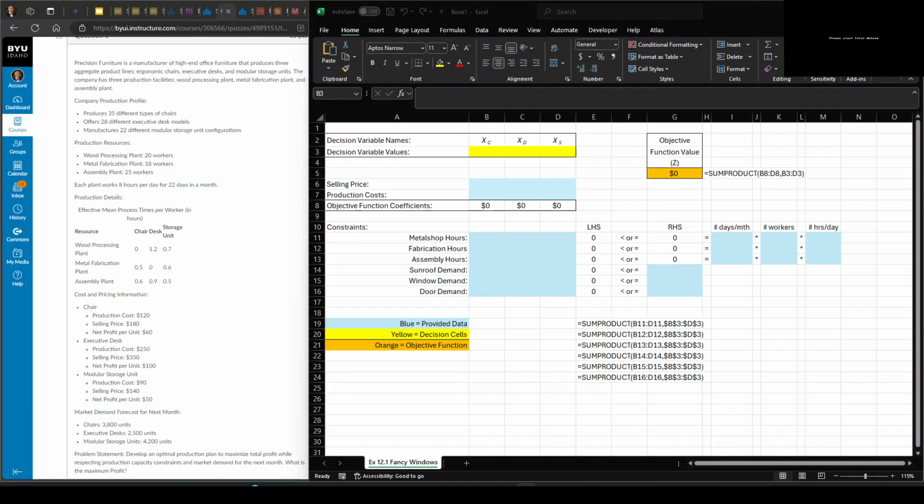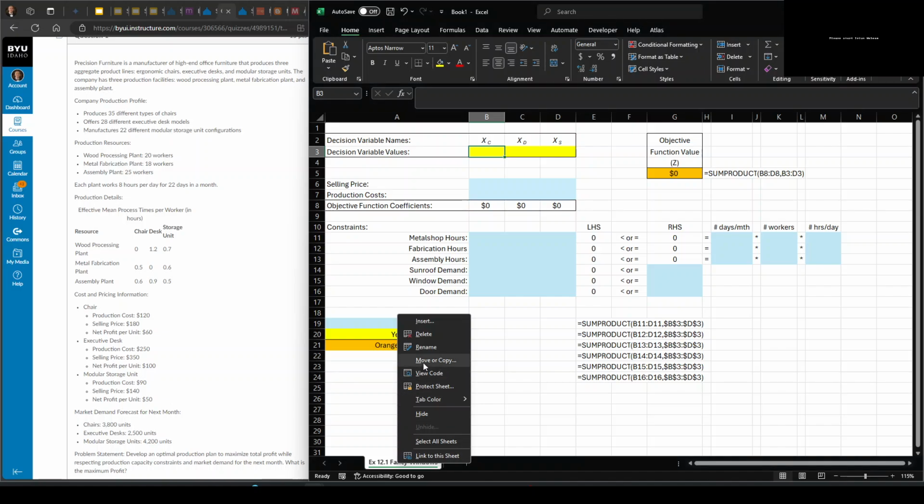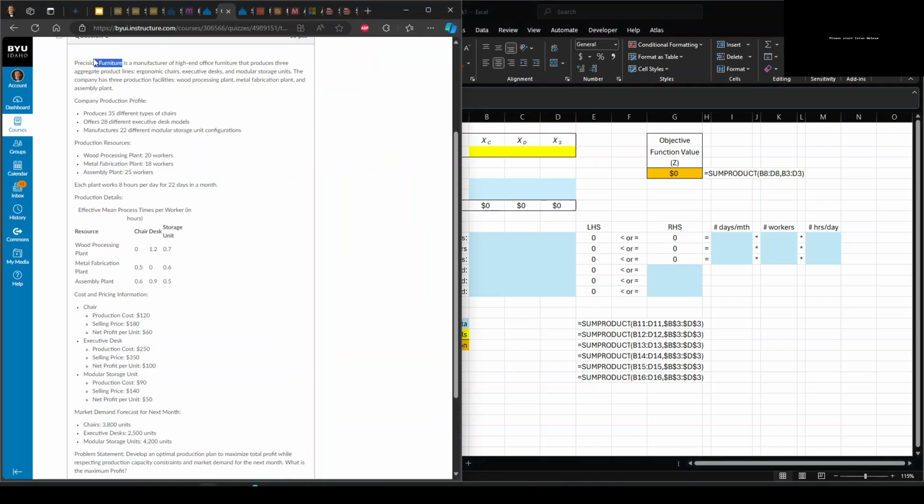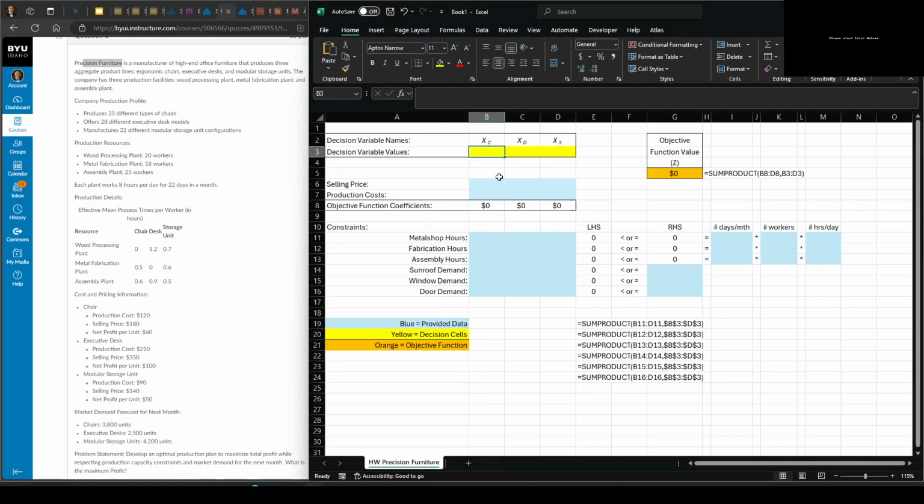Okay, I'm going to walk through this homework problem using a template from example 12.1, Fancy Windows from the textbook. So I'm going to basically use this template for this problem. I'm going to rename this Homework Precision Furniture based on this problem here for the homework.